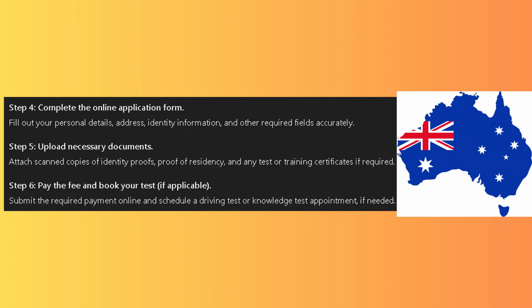Complete the online application form. Fill out personal details, address, identity information and other required fields. Upload necessary documents. Attach scanned copies of identity, proof of residency and any test or training certificates if required to.